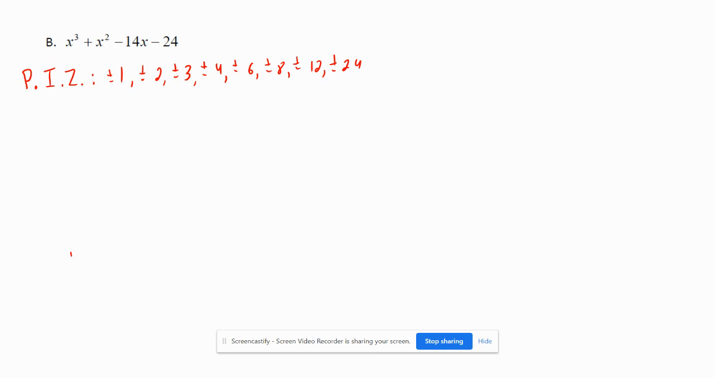When I'm marking these on a written response question, I need to see this step. This tells me that you understand what the integral zero theorem says. So I need to see this step. Step 2 is when you start testing. What I'm going to do is just go ahead and do this on my calculator.